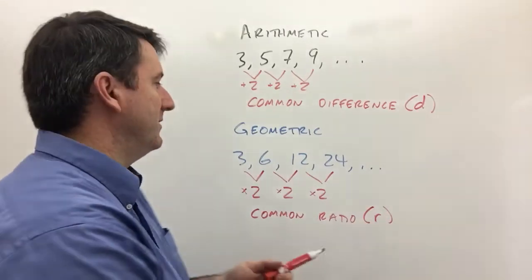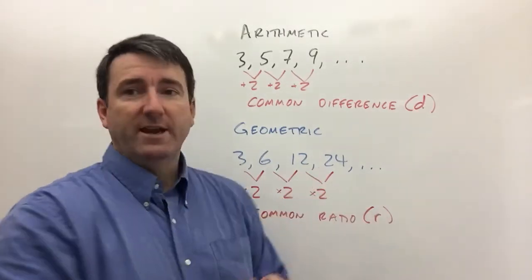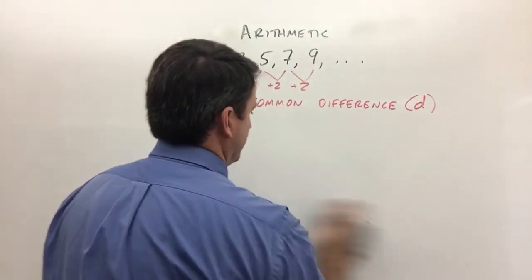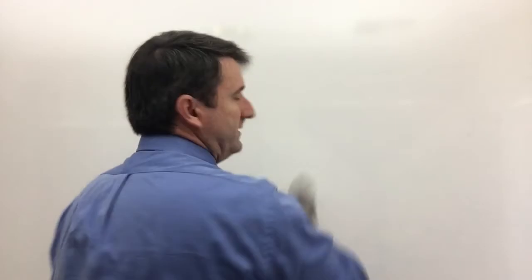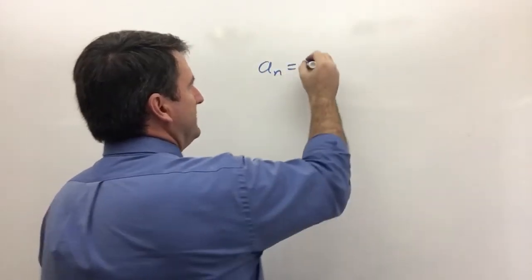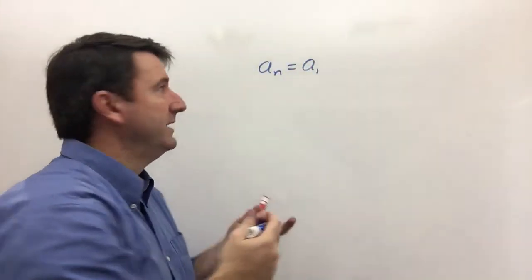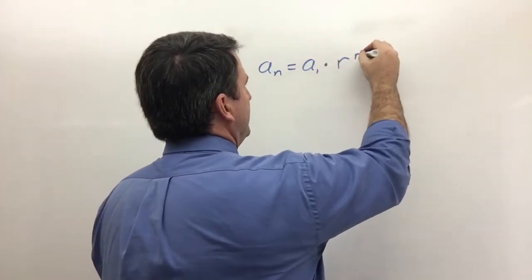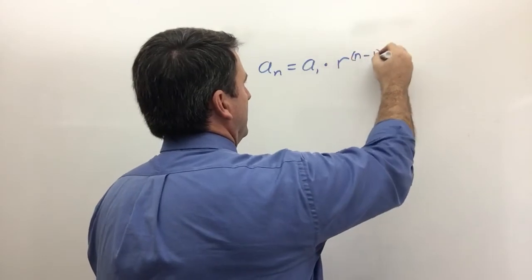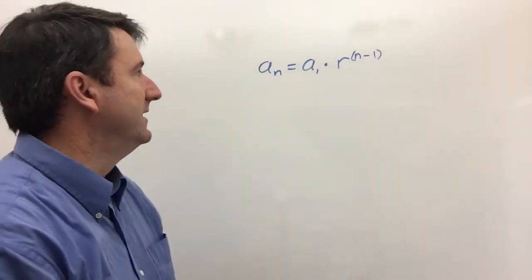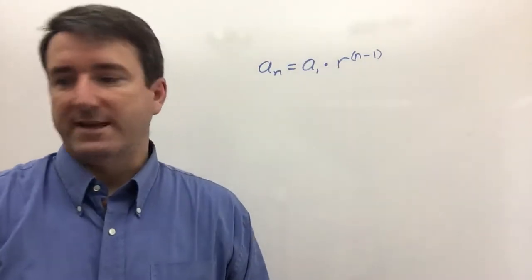All right, let me show you how to put together an explicit formula for a geometric sequence. The explicit formula for a geometric sequence is going to be this: the nth term, a sub n, is equal to the first term, a sub 1, times the common ratio to the n minus 1 power. All right, so let's use that in our 3 examples.